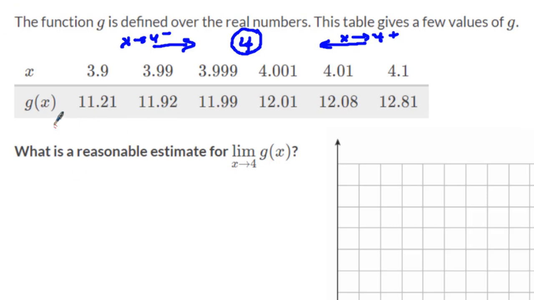So let's take a look at our y values, or our g of x values. You can see our g of x values: we have 11.21, then we have 11.92, then we have 11.99. What number are we approaching in terms of the y from the left? We're approaching 12, aren't we, from the left. Let's take a look at from the right. We have 12.81, 12.08, 12.01. What number are we approaching from the right-hand side? We're approaching 12 as well.